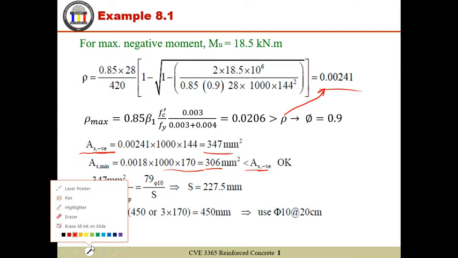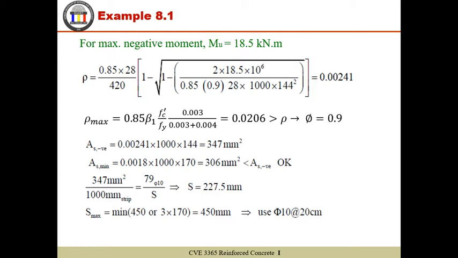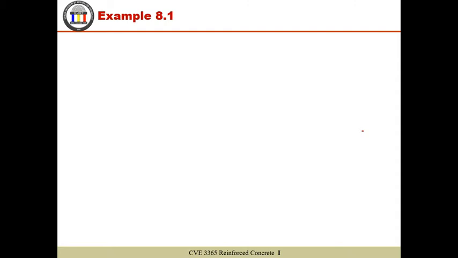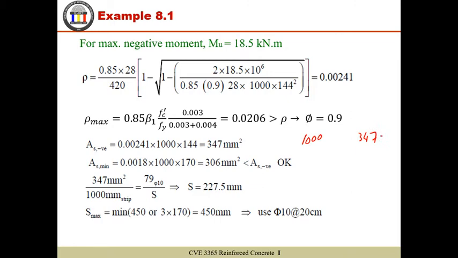So, how to convert this area of steel to the spacing? Because in slab, we need to find the spacing. Guys, if in 1 meter or 1000 millimeter, we were required to use 347 square millimeters of reinforcement, I mean this value. So, in one spacing between two bars, let's say we need to use 79 square millimeters. This is the area of one bar.